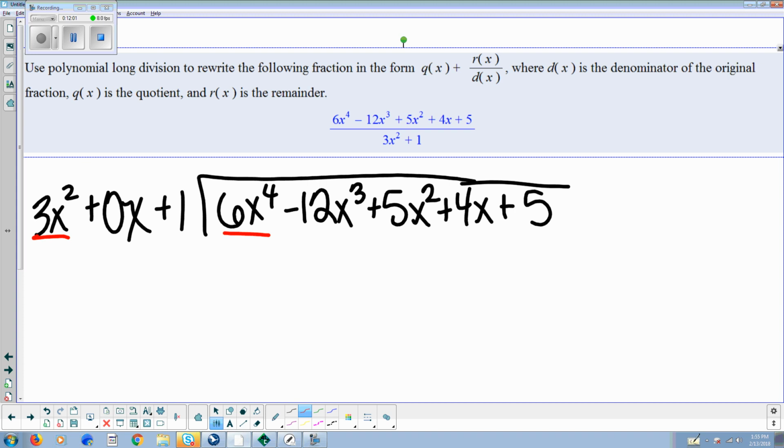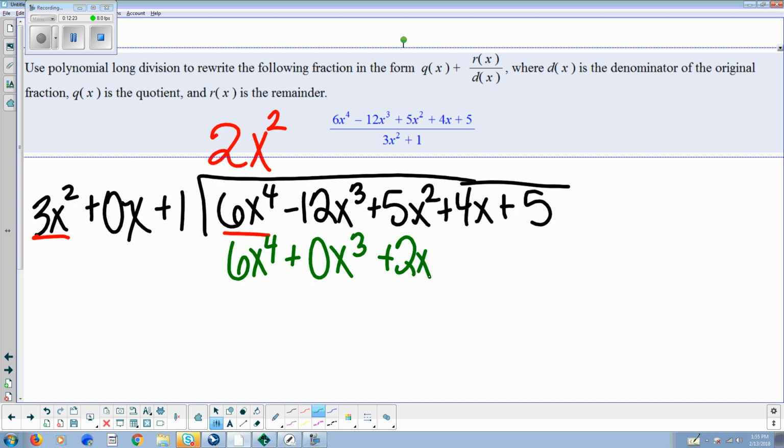What can I multiply by 3x squared to get 6x to the fourth? Well, 3 times 2 is 6, and x squared times x squared will be x to the fourth. So there's the result of division. Multiply. 2x squared times 3x squared is 6x to the fourth. 2x squared times 0x is 0x to the third. 2x squared times 1 is 2x squared. Sister, we subtract.